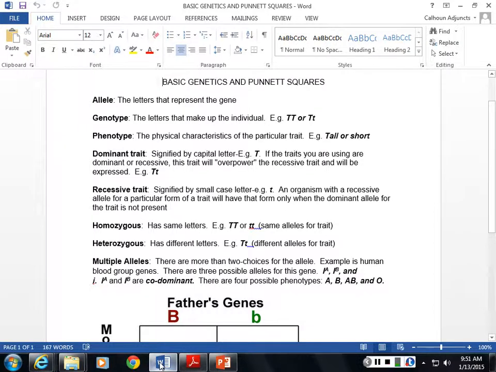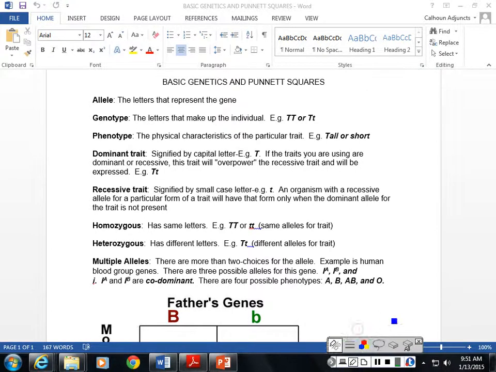We'll do some more stuff on blood typing. But right now, I'll make sure you understand what it means when you're talking about genetics and how to do a Punnett square. When we talk about genetics, genetics is basically when we talk about the genes that you get from your mom and the genes you get from your dad.